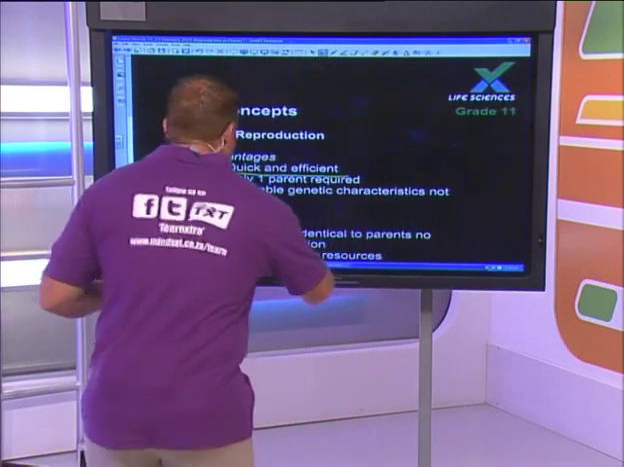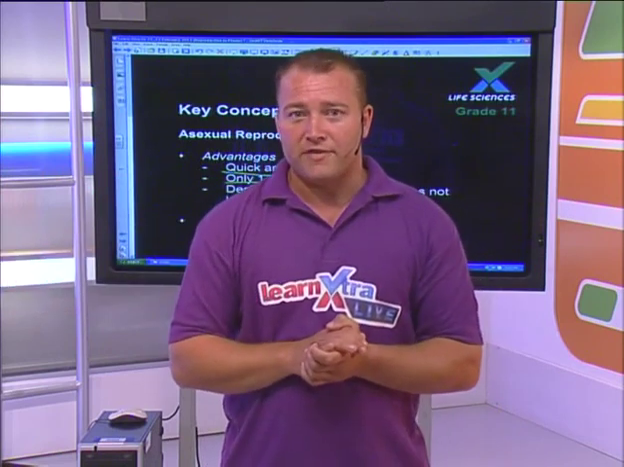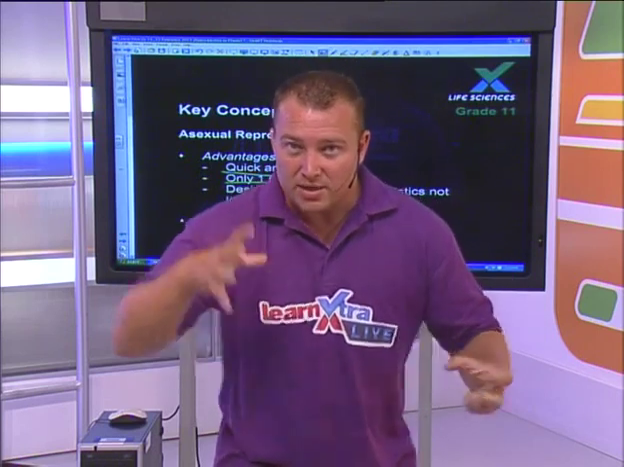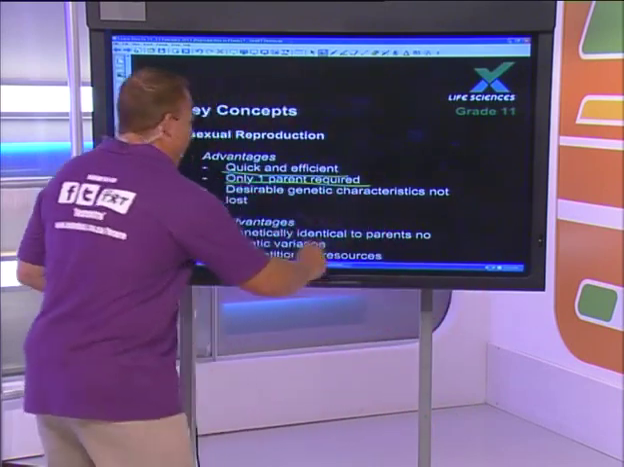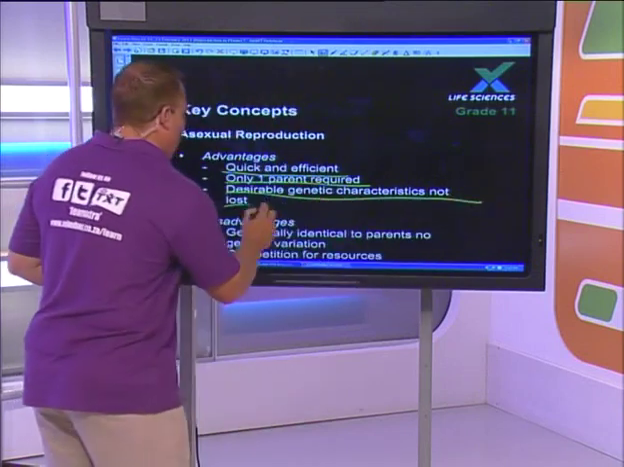Then the next one is you only need one person. Just think about this. If humans didn't have to go and fetch a partner, you could stay home and have a family just by yourself. That's what asexual reproduction is like. I hope that's making sense. So, one person is required. You don't need a partner. And the next one, the desirable characteristics are not lost.